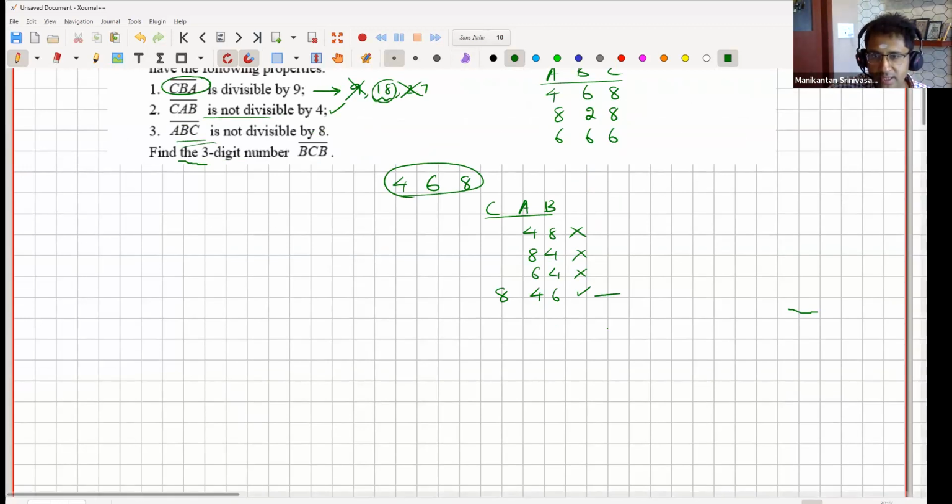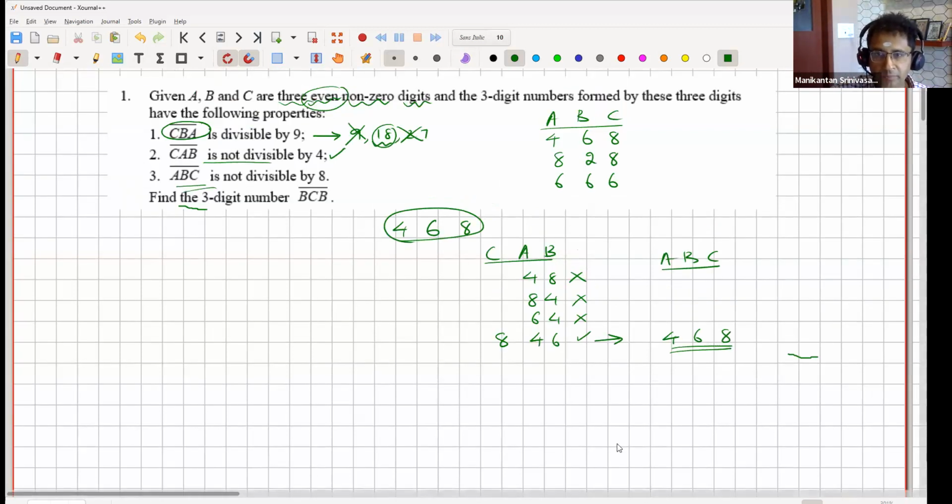If this is CAB, then ABC becomes 4, 6, 8. Divisibility by 8 means the last 3 digits should be divisible by 8. It's a 3-digit number, so we can jump to 400, which we know is a multiple of 8. Thereafter, 68 is not a multiple of 8, so 468, as Anahat called out, would be a solution.